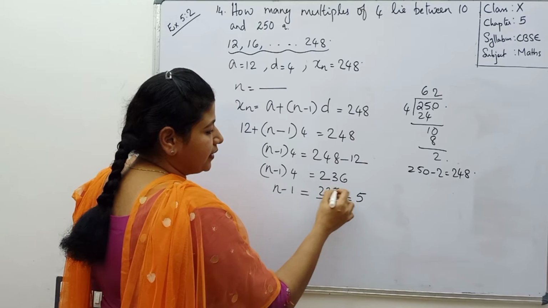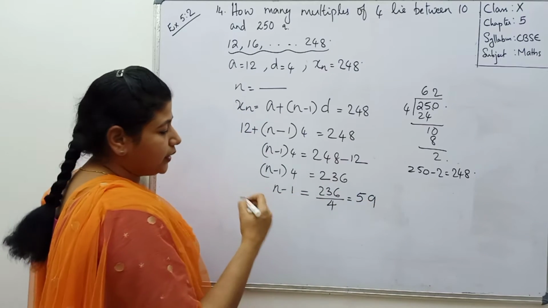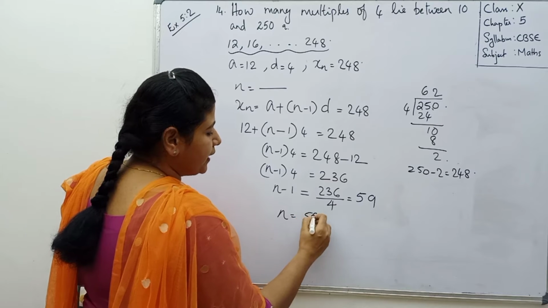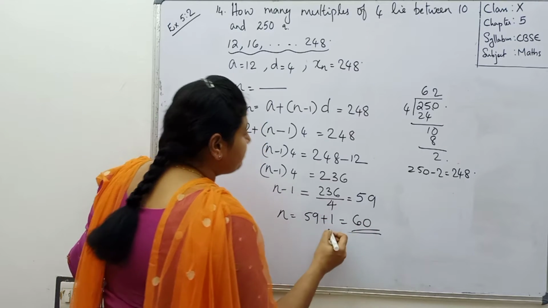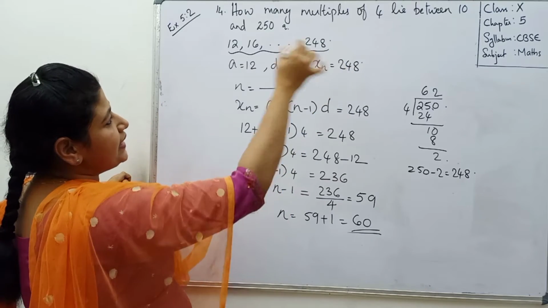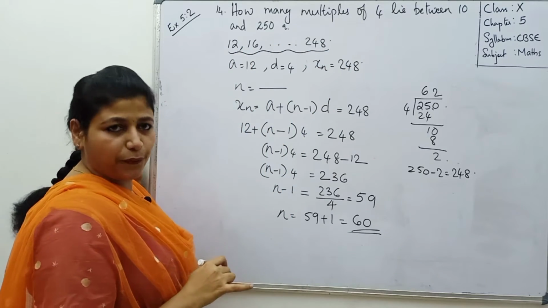5 into 4 is 20, then 36, 59 you will get. Okay. Then n equal to this 59, this minus 1 become plus 1, you will get 60. That means there are 60 terms in between 10 and 250 which are multiples of 4.